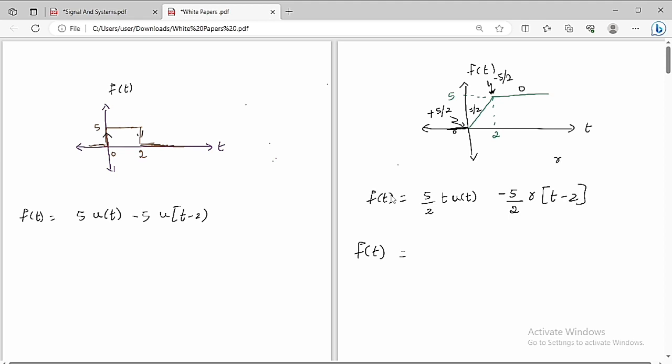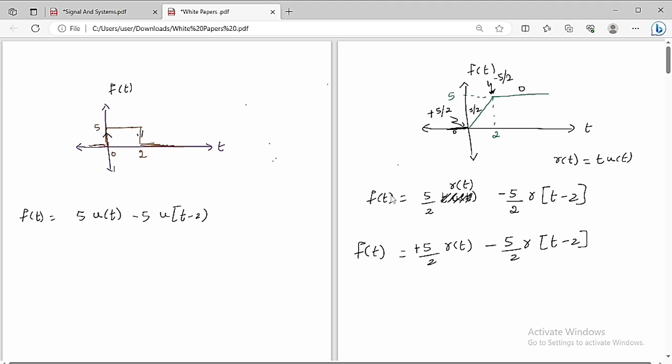So basically, what is r of t? R of t is equal to t into u of t. So here, instead of these things, we can write this is r of t. So finally, let me write here, 5 by 2 into r of t minus 5 by 2 into r of t minus 2. So this is the one that we are going to get here.